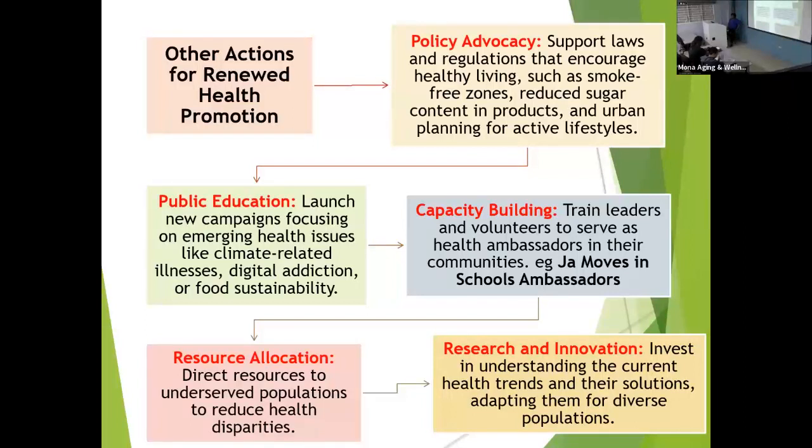Resource allocation: direct your resources to the underserved population to reduce their health disparities. And I think the government is really doing some of this with the national health insurance and putting onto the health insurance a lot of the VEN list drugs, so that when they go to access those, the amount of money from their pocket is really very, very minimal. So some of this is being done to help to reduce the disparities.